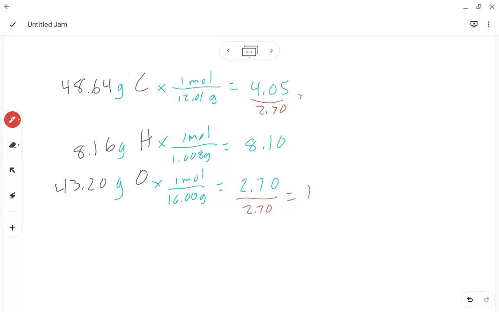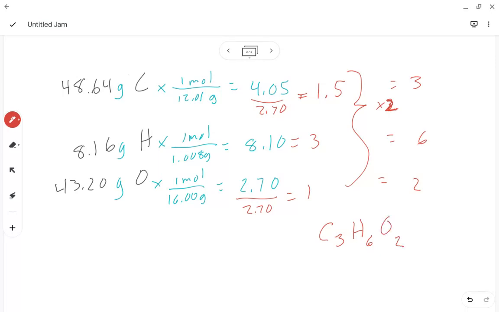This comes out to be 1.5. And this comes out to be 3. So this is a case where we need to take everything and multiply it by 3, and we get 1.5. I'm sorry, not by 3. We multiply everything by 2. Sorry about that. And we get 1.5 times 2 is 3, 3 times 2 is 6, and 1 times 2 is 2. So our empirical formula is C3H6O2.